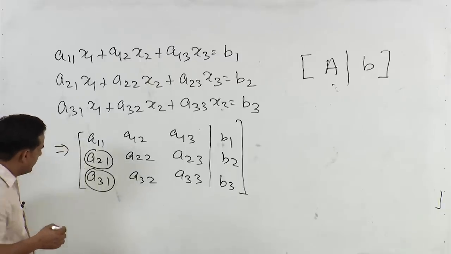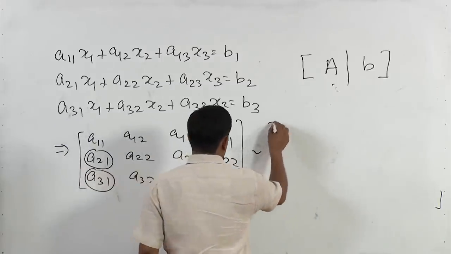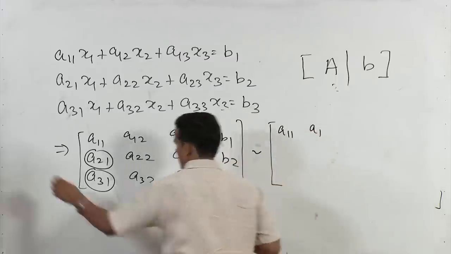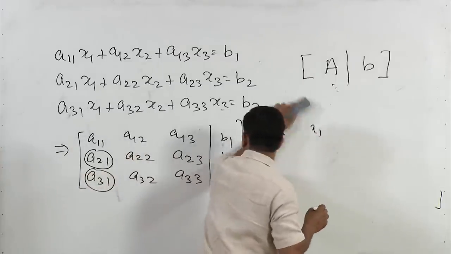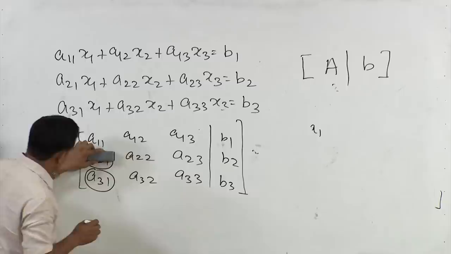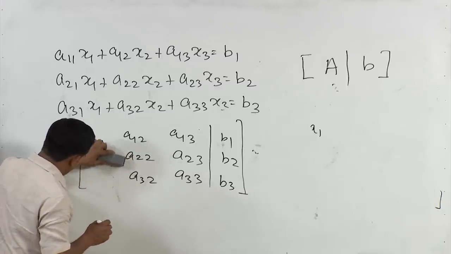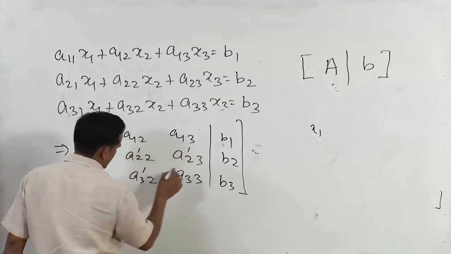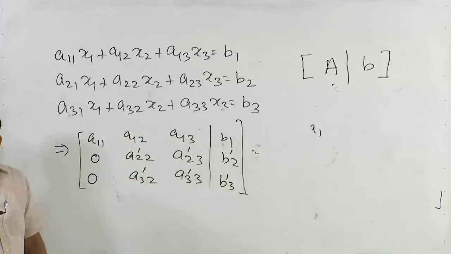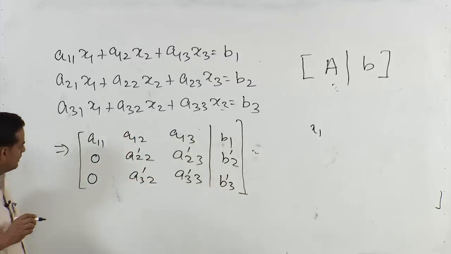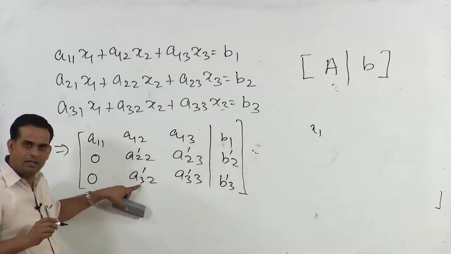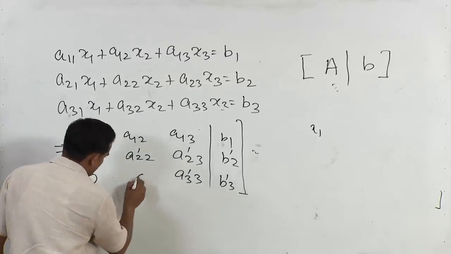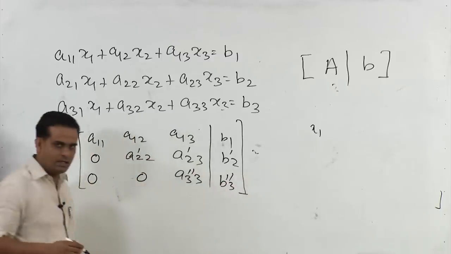Then after that, if I do some row operation on this, the first row will not change. So I can do it here itself. First row will not change. So I will make these two entries 0, and then these numbers will change. After that, I will make this particular entry 0 with the help of the second row. So I will make this entry 0, so these two entries will change.